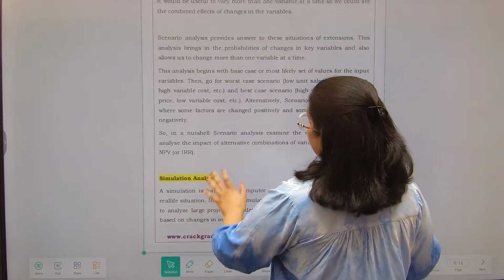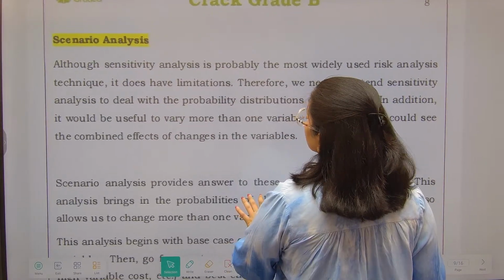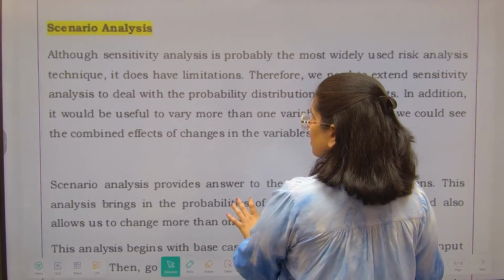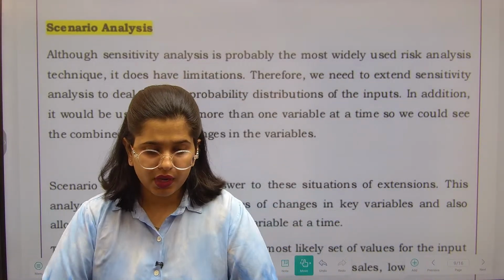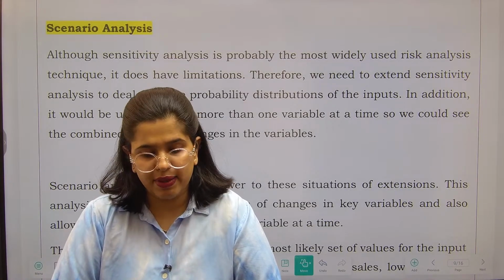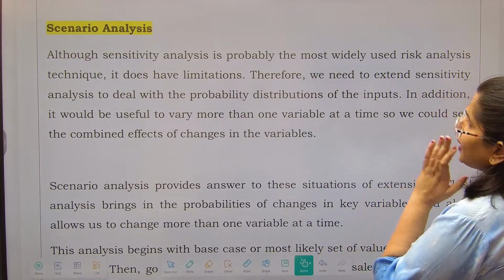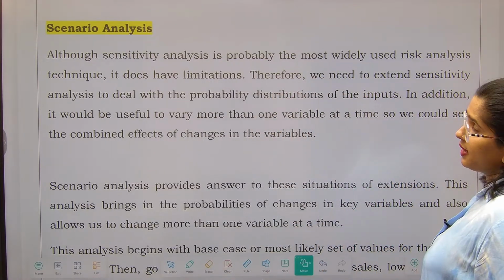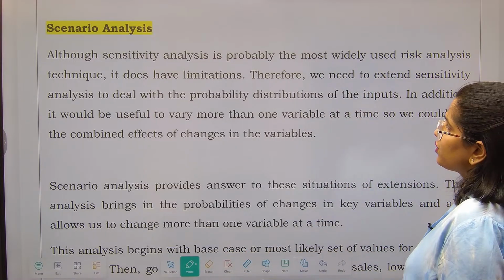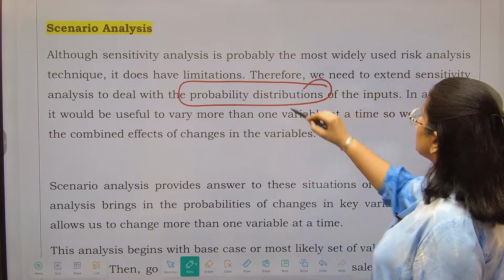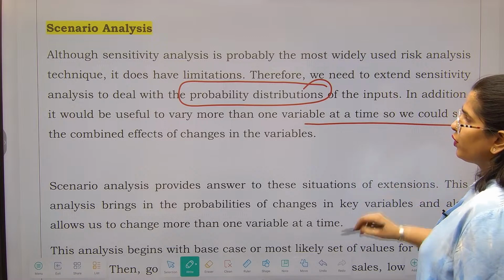Now next we have the scenario analysis. So over here, we create scenarios, we see our expectations, right, how it is going to be. So sensitivity analysis is probably the most widely used risk analysis technique, but it also has its limitations, as we have already seen. So therefore, we need to extend sensitivity analysis to deal with the probability distributions of the inputs. So it would be useful to vary more than one variable, so we could see the combined effects.